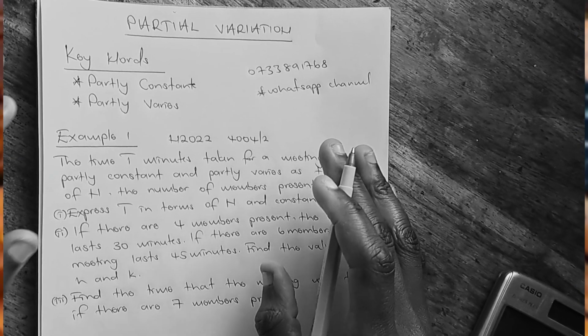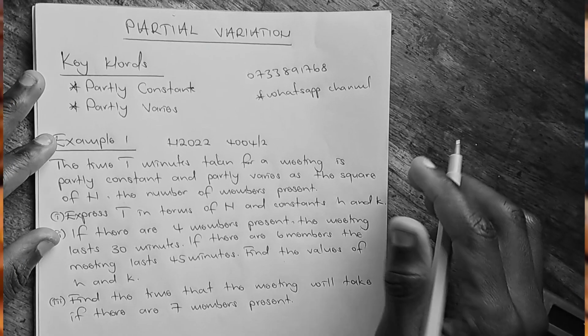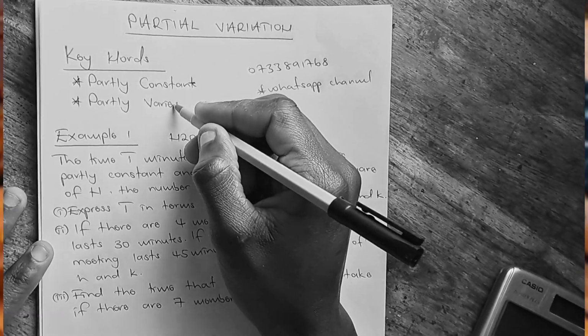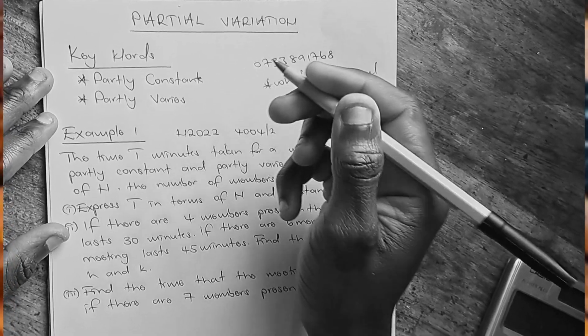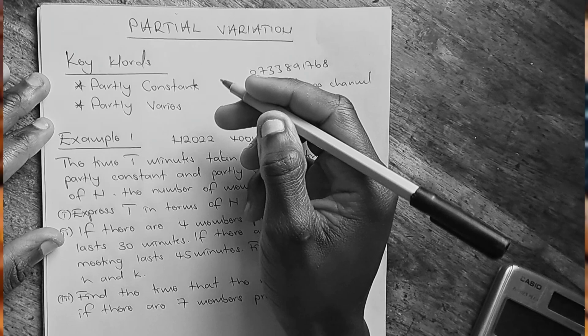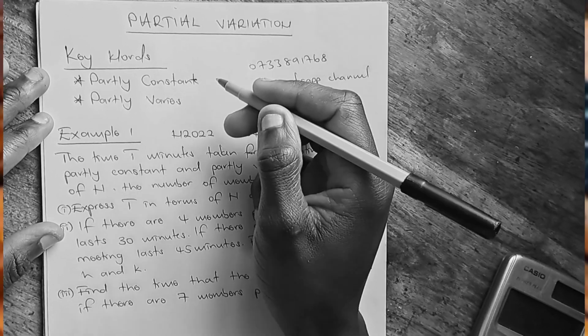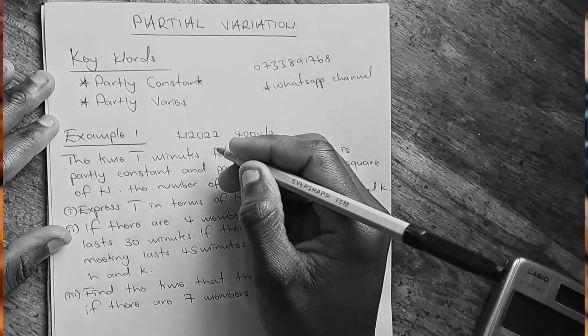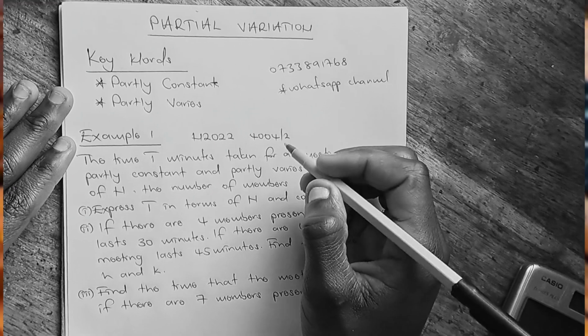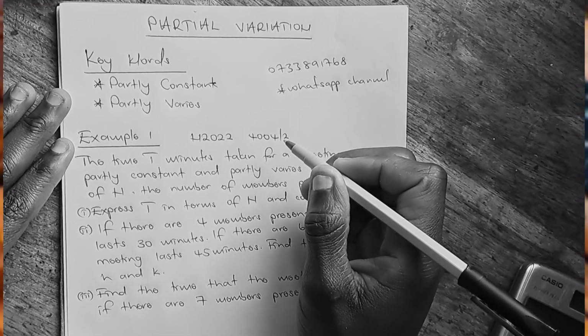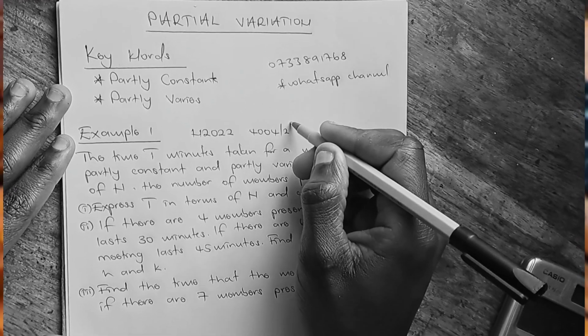So today we're going to look at partial variation. Looking at the keywords, we have what you call partly constant and partly varies. Partly constant, we are saying the variable is independent, and partly varies, it is attached with something. So we are going to look at example number 1 for November 2020, 4004/2. This is the code of the paper.